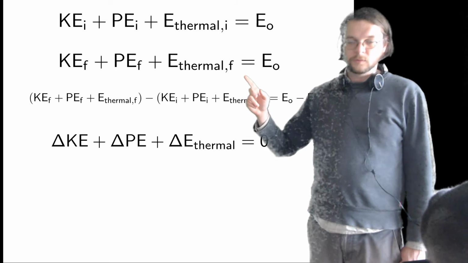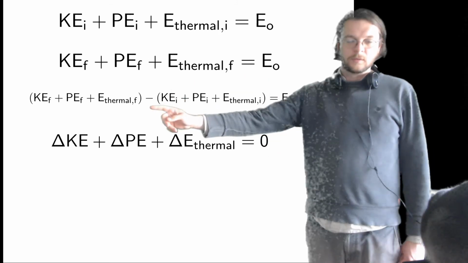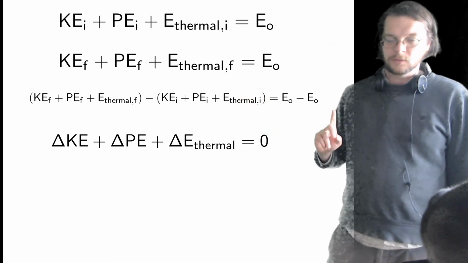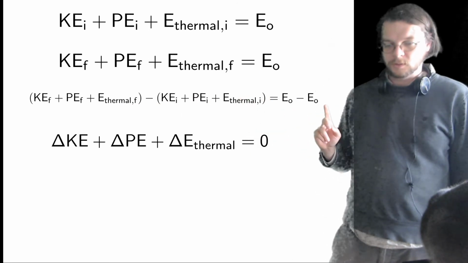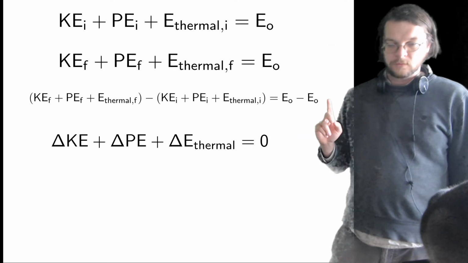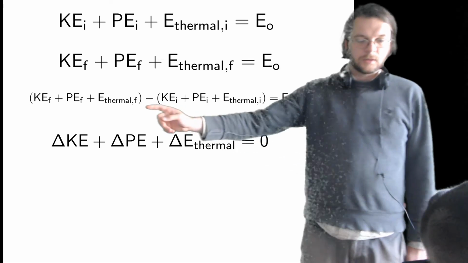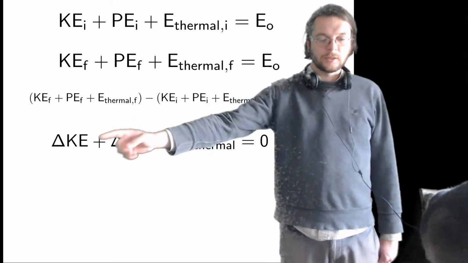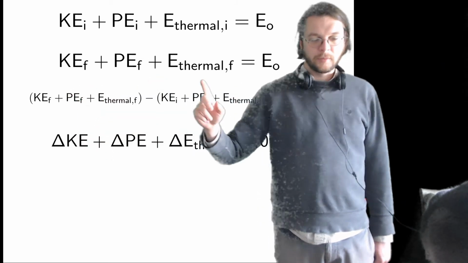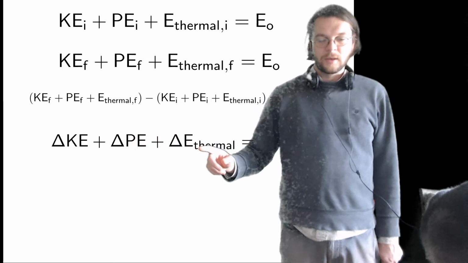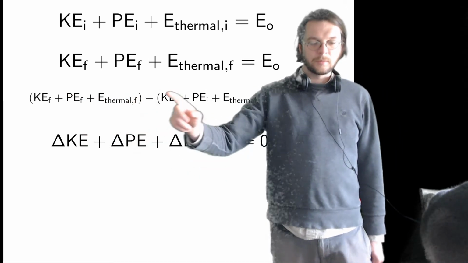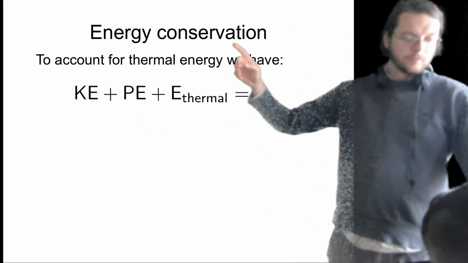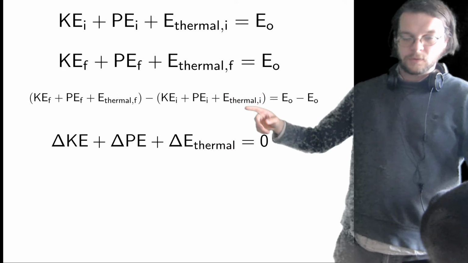And so because this is true, what you can do is essentially E0 minus E0 equals E0 minus E0. Right, so this is 0 equals 0. But if you consider that KE final minus KE initial, that's delta KE. PE final minus PE initial, that's delta PE. And then delta thermal, that's E thermal final minus E thermal initial. So from this thing, you can find this thing.